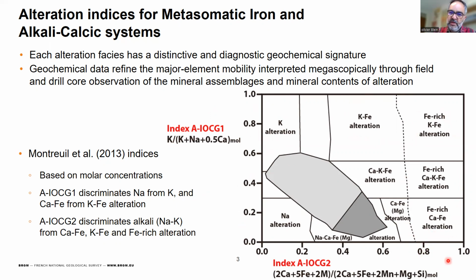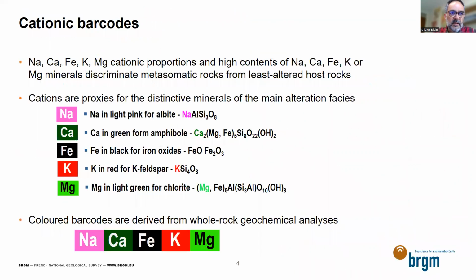In this diagram, we don't plot points to represent geochemical data, but we will plot a cationic barcode. Why a cationic barcode? Because sodium, calcium, iron, potassium, magnesium cationic proportions and a high content of sodium, calcium, iron, potassium, or magnesium minerals discriminate metasomatic rocks from least altered rocks. Cations are proxies for the distinctive minerals of the alteration phases.